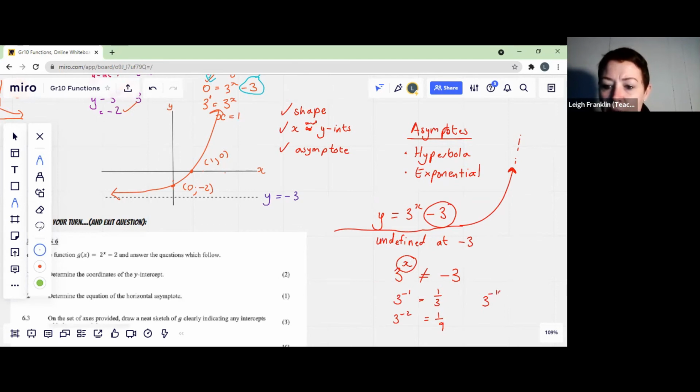If I had 3 to the power of -1,000, I can't even imagine how tiny this must be, but it's still going to be a positive number. It's just going to be a tiny little fraction. So that's why these graphs have asymptotes, right? Because it's not possible to generate a certain value. And then hyperbolas have them and exponential functions have them.